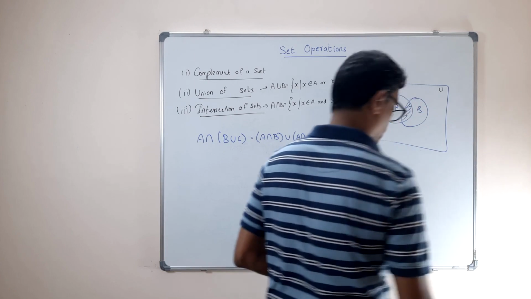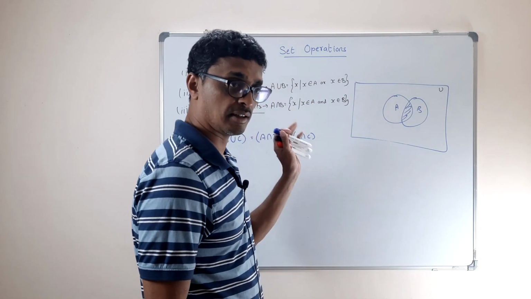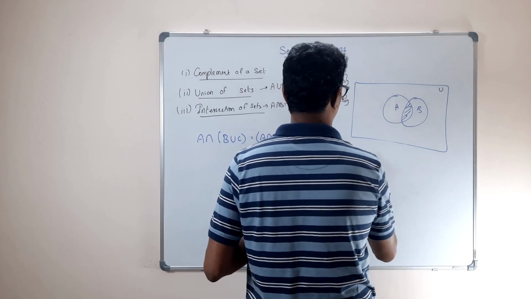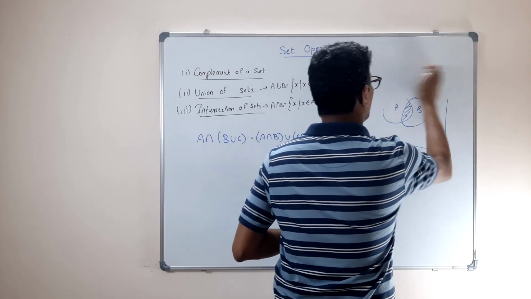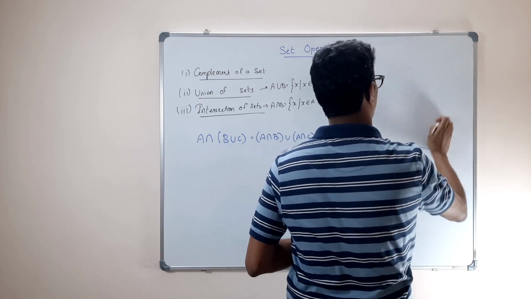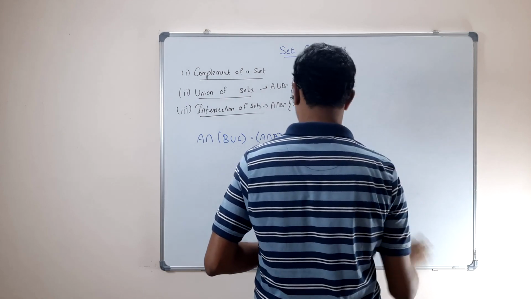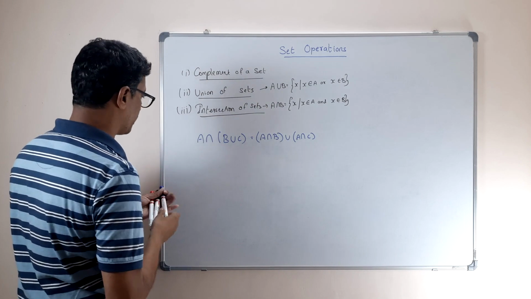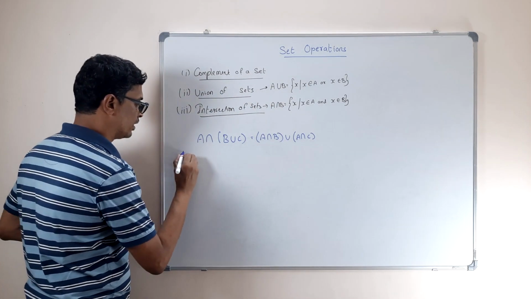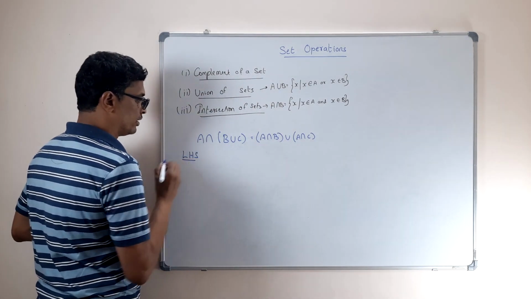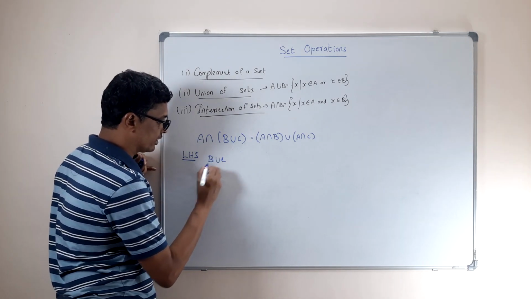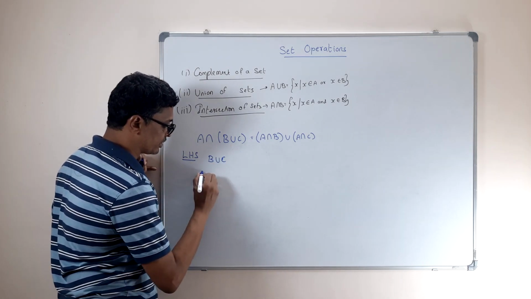How will you prove it? Do you want to prove it with a Venn diagram or the set builder? Venn diagram. Venn diagram is easier. Sometimes you can prove it in the set builder also. Okay, Venn diagram, let us prove it. So, how are we going to prove it? Let me first do the LHS. So, first we have to do B union C. Am I right?